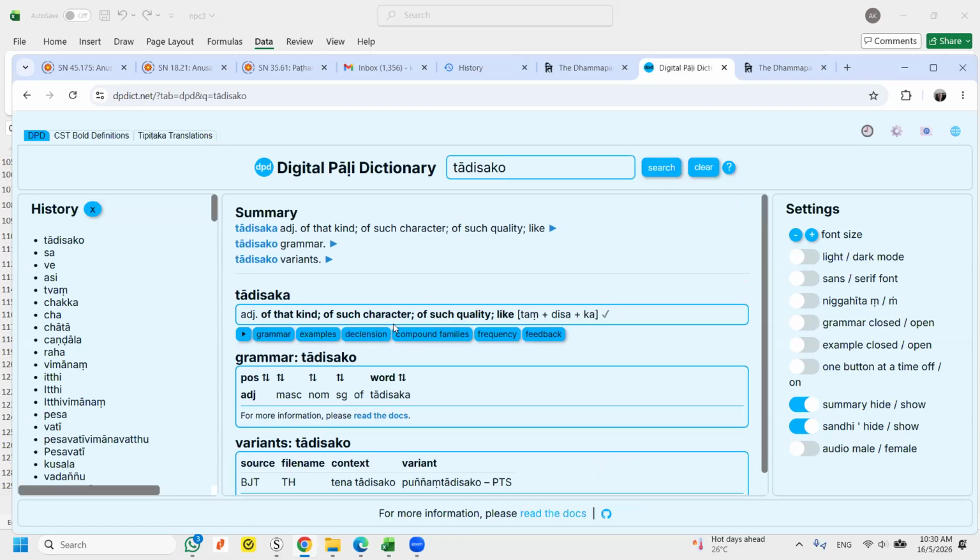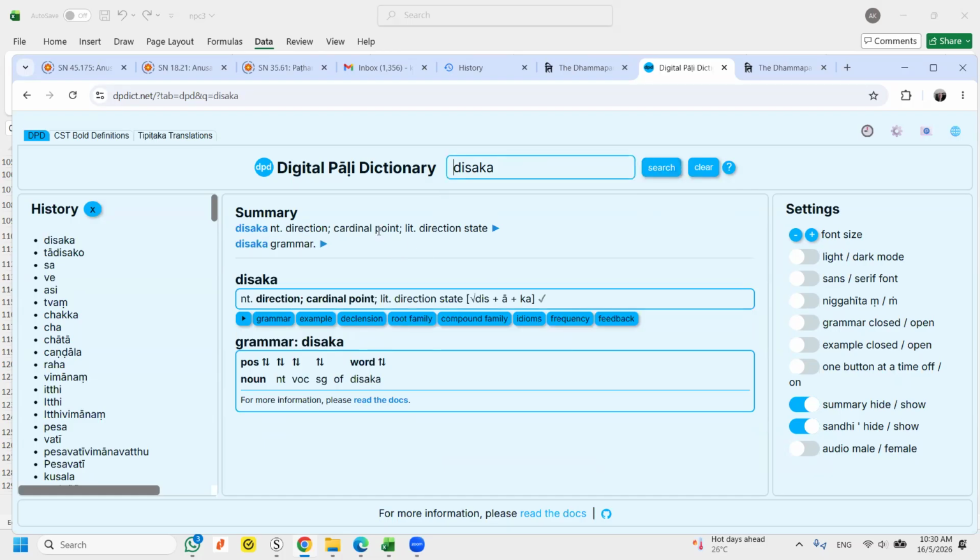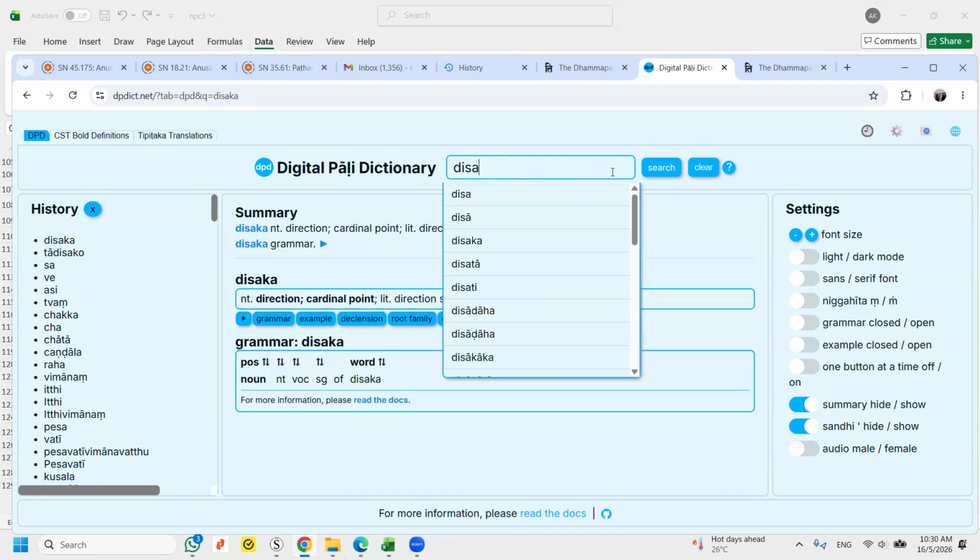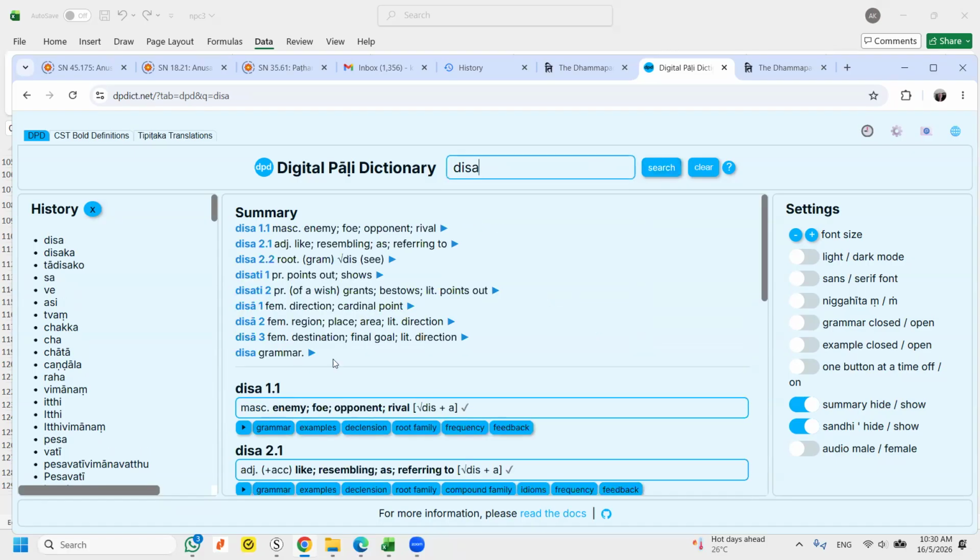Okay, you see this is the word tat, and then plus disa plus aka. It refers to that. This disa is kind or character or quality. So if you look at the word disa, disaka first, can you see disaka here? It refers to direction, cardinal point. Wow, this is difficult. So you take this out, the meaning is not going to be so straightforward. Can you see here the word disa: enemy, foe, opponent.